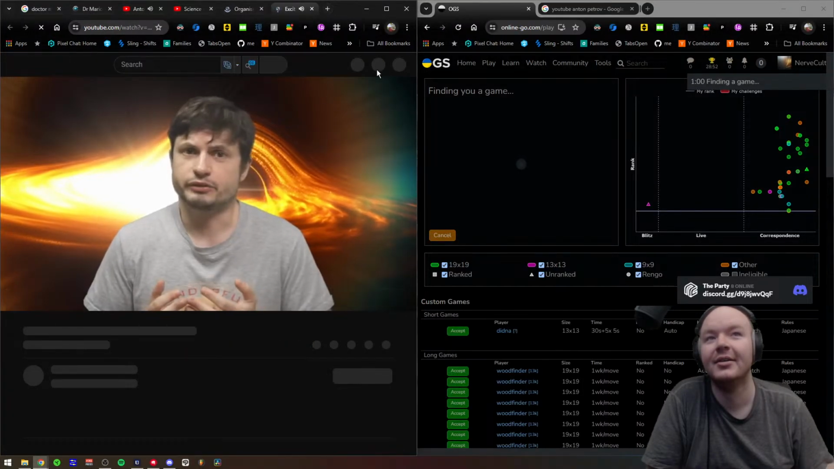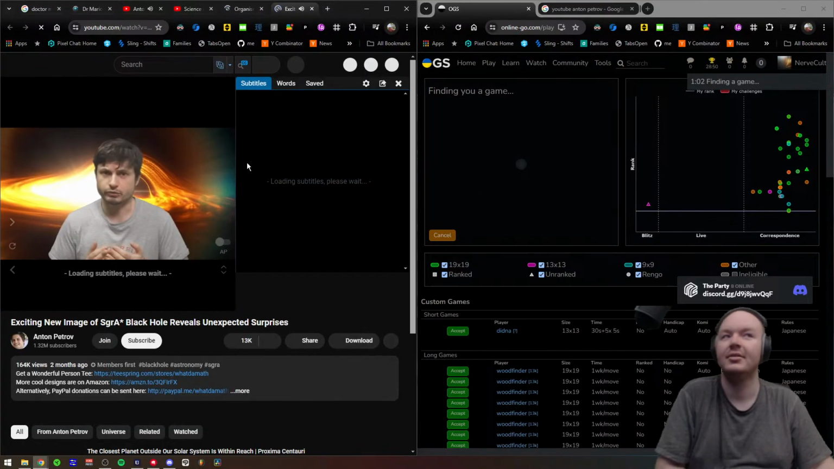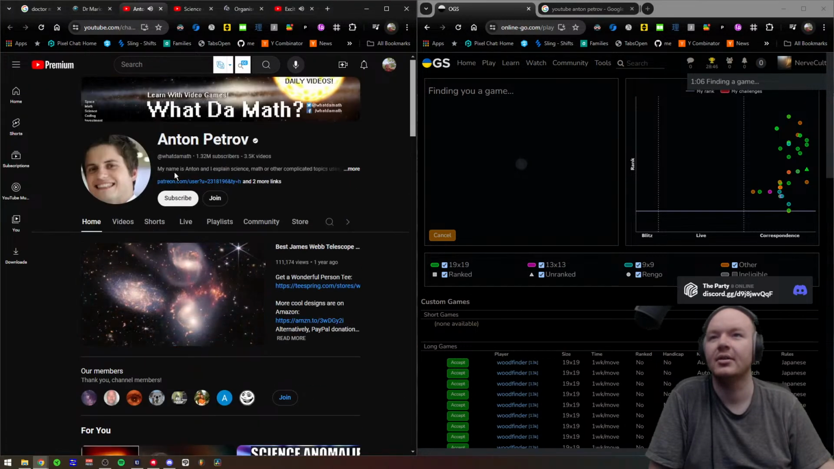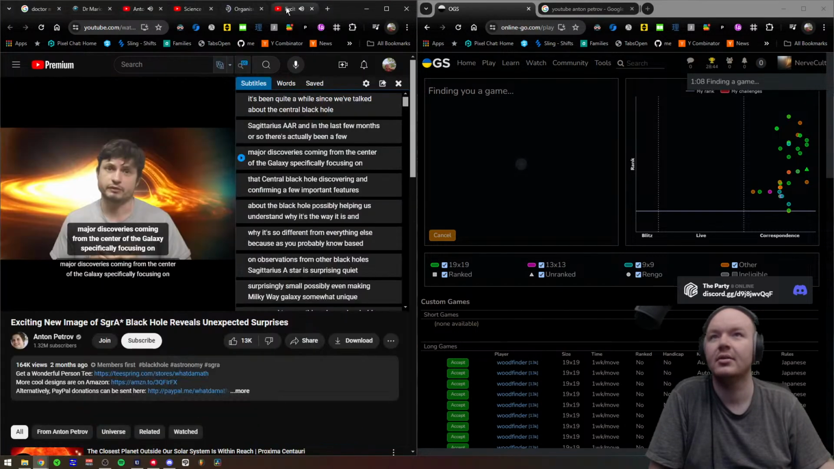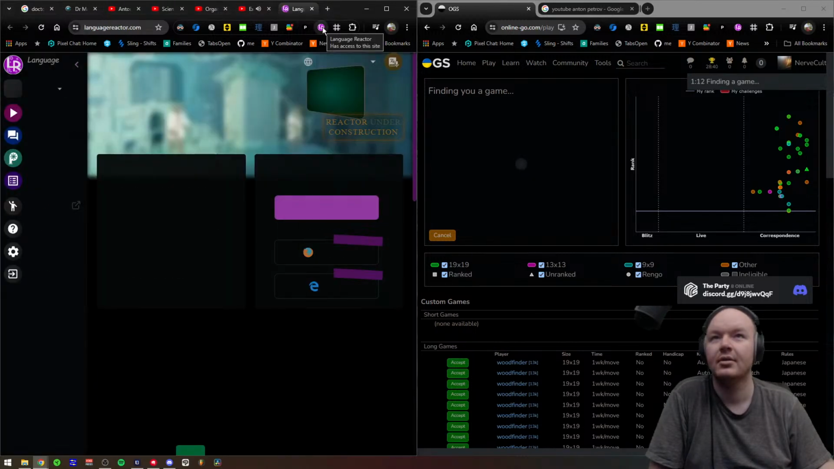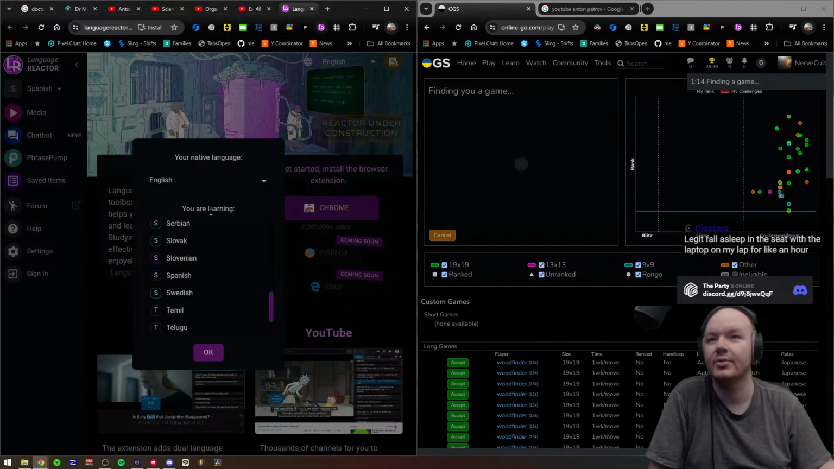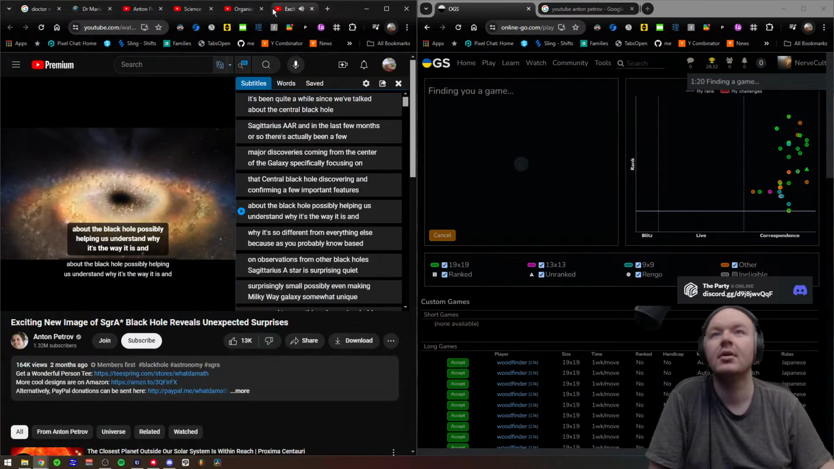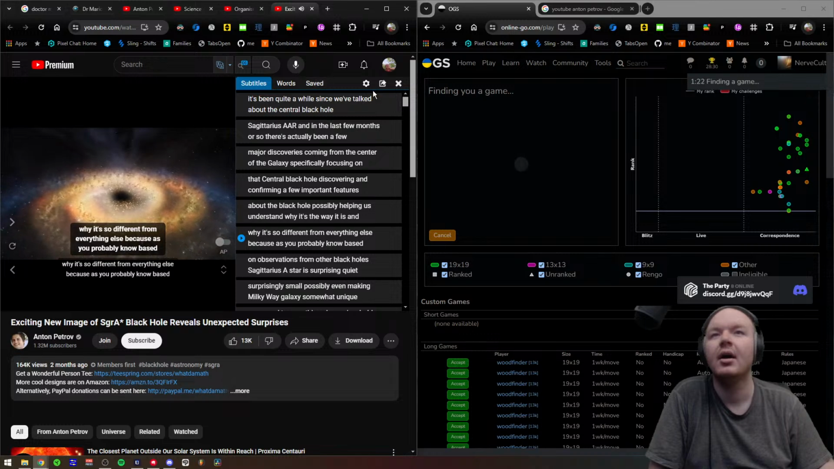It's been quite a while since we talked about the central black hole Sagittarius A-star. So, there's actually been a few major discoveries coming from the center of the galaxy, specifically focusing on that central black hole. A few important features about the black hole, possibly helping us understand why it's the way it is and why it's so different from everything else.